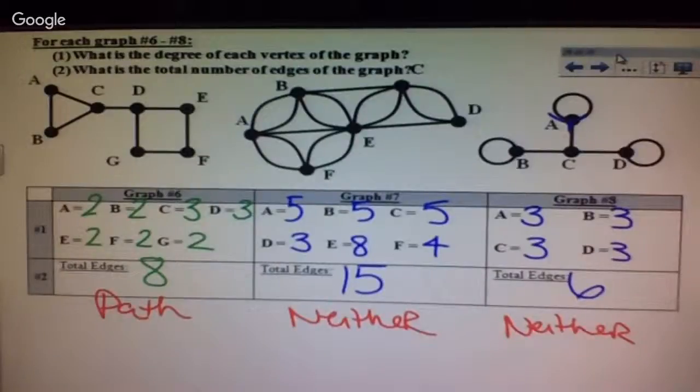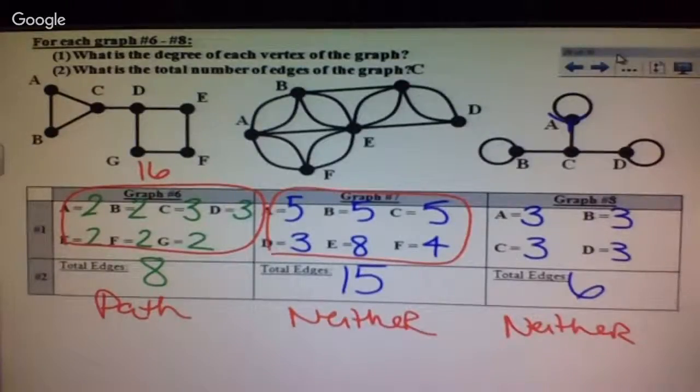So they want to know, describe the relationship between the total number of edges and the degree of all of your vertices in your graph. In other words, if I total up all of these numbers for graph 6, what do I get? 16. If I add up all of these numbers in graph 7, what do I get? 30. And what if I add up all the ones in graph 8? What do you notice about the total degrees and how many edges you have? It's half of it.